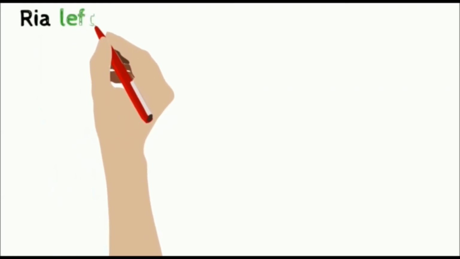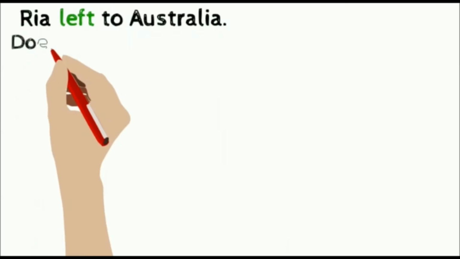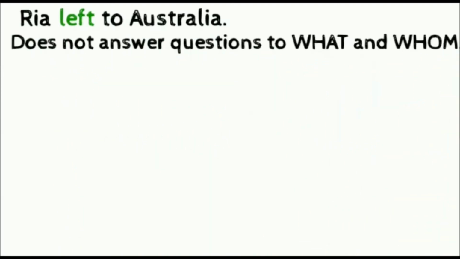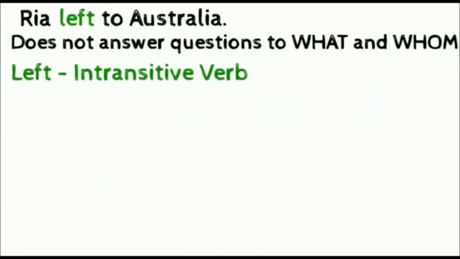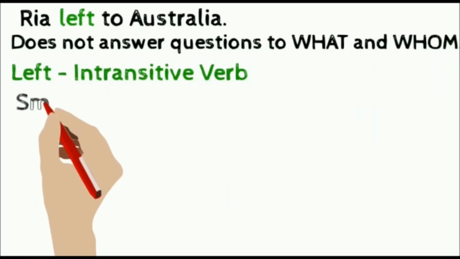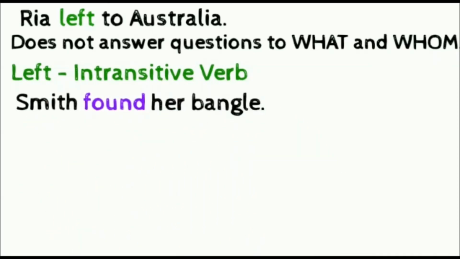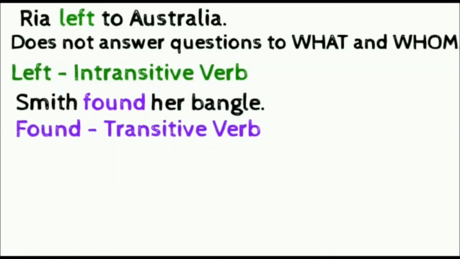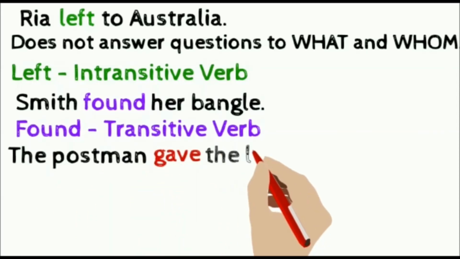We have a few more examples. Ria left to Australia. Here, Ria is the subject and left is the verb, and to Australia is the name of a place, and it does not answer questions to what and whom. Therefore, left is an intransitive verb. Mrs. Smith found her bangle. Mrs. Smith is the subject, found is the verb, bangle is the object. Therefore, found is a transitive verb.